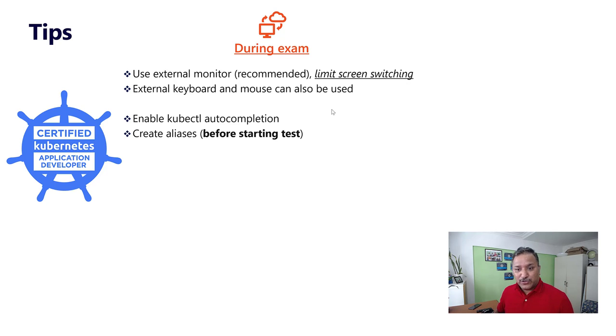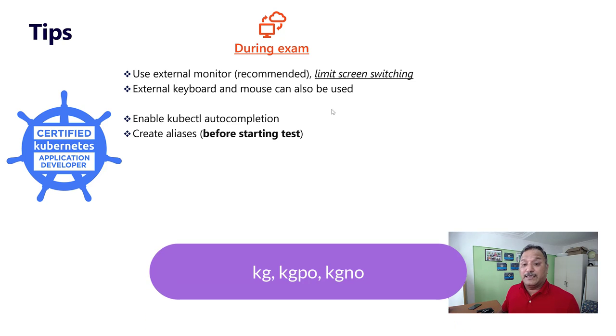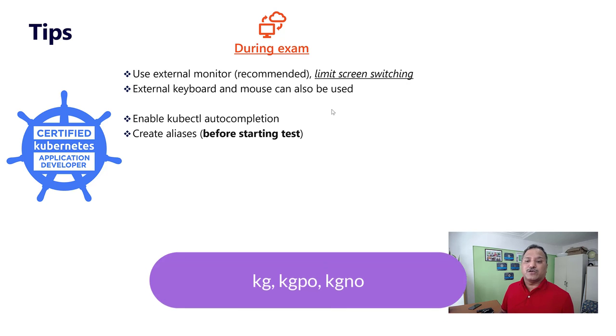You can also create aliases. What I did was, before starting the test, I put down a list of the aliases that I want to use. So K is the most frequently used alias for kubectl, but you can also create other aliases like KG for kubectl get. If you are getting the pods, for example, you can use KGPO, kubectl get pods.